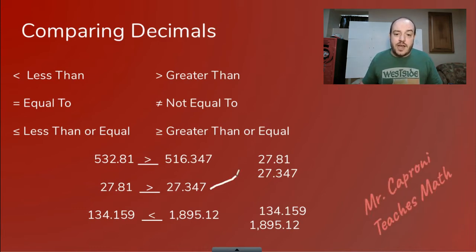So I took this middle guy right here and wrote them over here, and you can see the 27s are the same, and the 8 is larger than the 3, making the top one our larger number. And down at the bottom, after I line up the decimals, you can see that there's not even a number to compare with the 1, which makes our bottom number the larger number in that case.